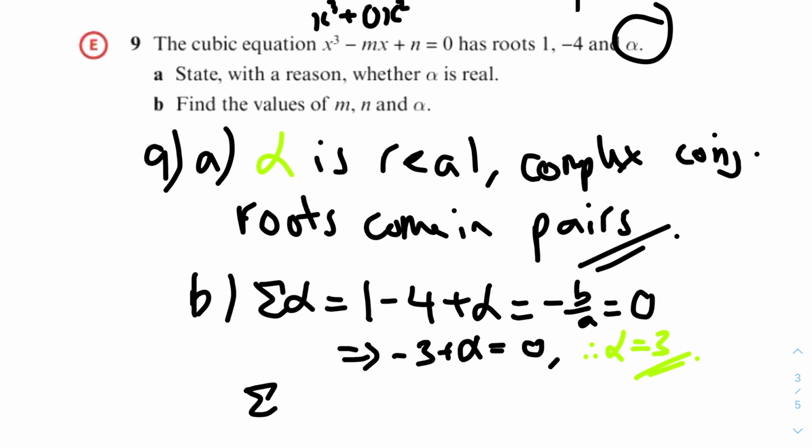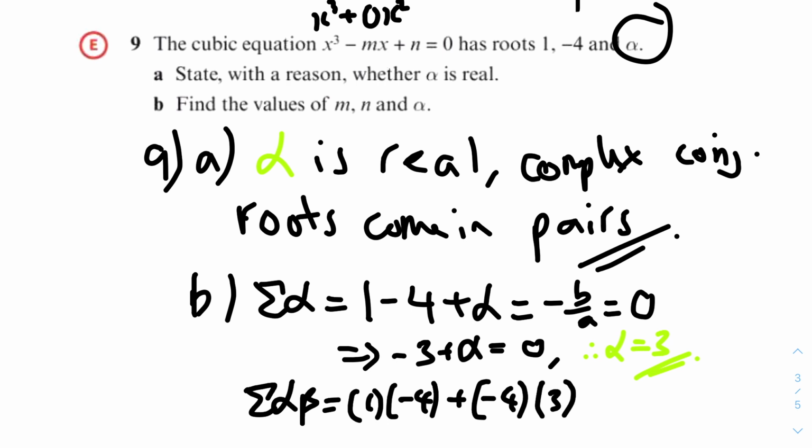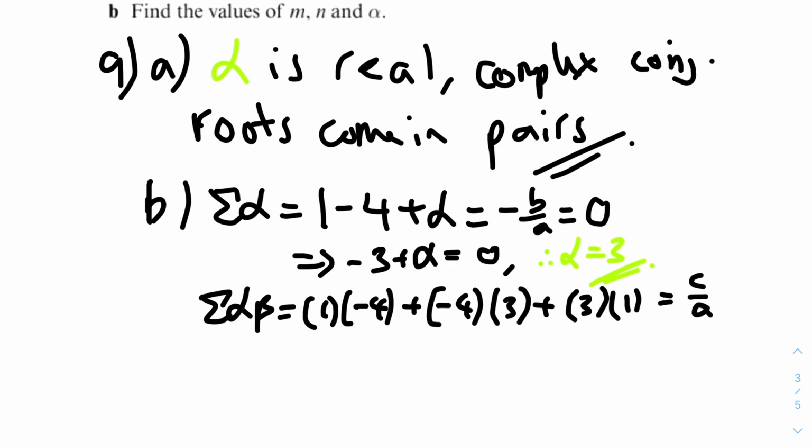So the sum of the product pairs, the sum of alpha beta, is equal to 1 times minus 4 plus minus 4 times alpha, which is 3, plus alpha times 1. Because as you can see, it's basically alpha beta plus beta gamma plus gamma alpha, which is not in the right order, but that's generally how it goes. And this equals C over A, right? And let's just do this together.